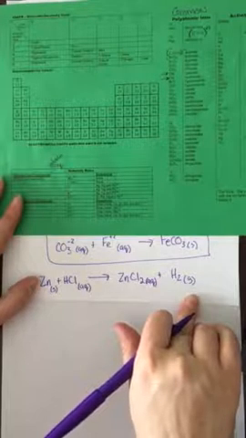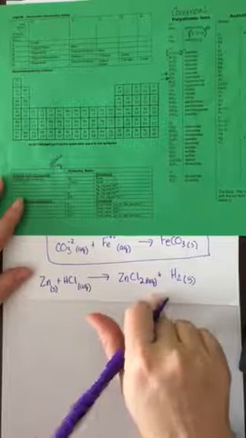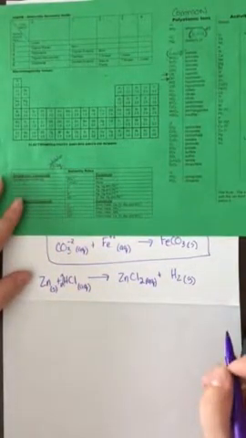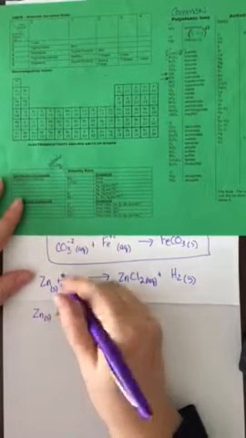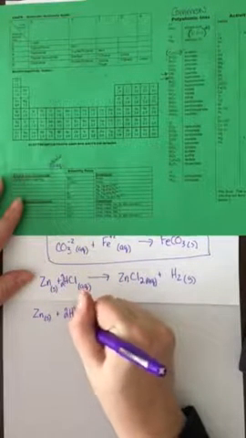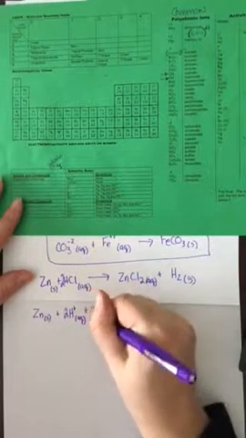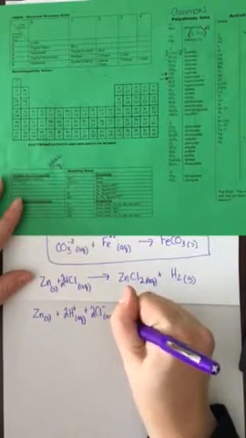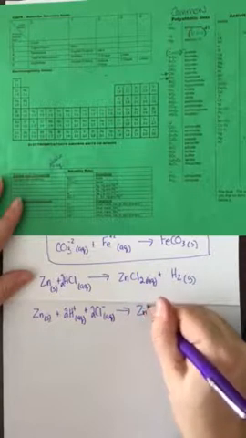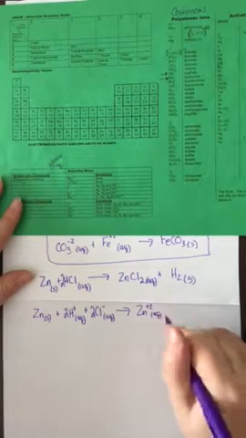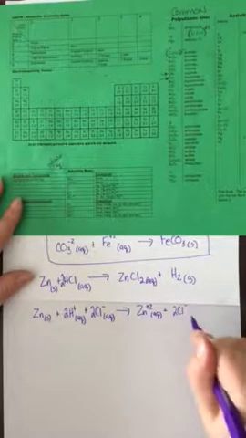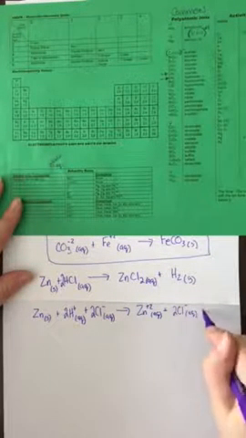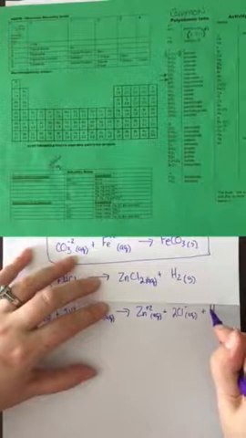So gases and solids don't change. The aqueous do. So what I'm going to do here is first balance this equation. I got that balanced. Then I'm going to break up everything that can break up. Zn is solid, doesn't change, plus 2H+ aqueous, plus 2Cl- aqueous, makes Zn2+ aqueous. We're just breaking it down into its parts. Plus, how many chlorines do we have? 2Cl- aqueous plus H2 gas.